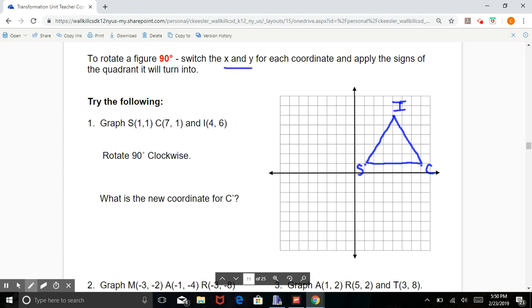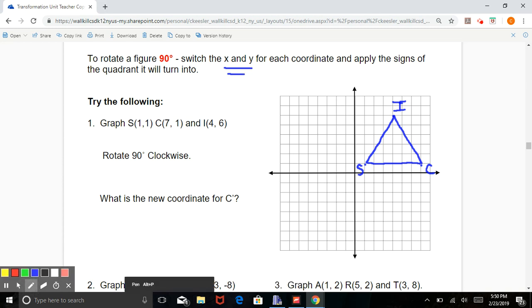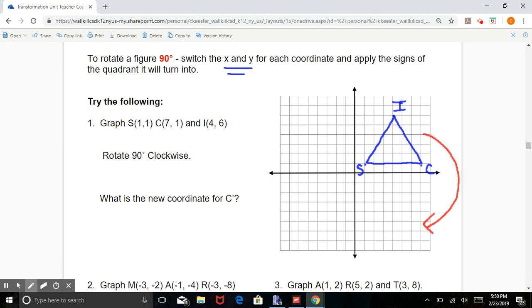Now remember, it says switch the X and Y and apply the signs of the quadrant it will turn into. So a 90-degree turn is a quarter turn. So instead of rotating around 2 quadrants of the coordinate plane, it's only going to rotate into one quadrant of the coordinate plane. And we are going 90 degrees clockwise, so in the order of a clock. So if you think about that, that means this triangle is going to rotate clockwise into this quadrant. So it's going to go from the first quadrant to the fourth quadrant. In the fourth quadrant, the signs are positive and then negative. The X's are positive and the Y's are negative. So that's what this means. Apply the signs of the quadrant it will turn into.